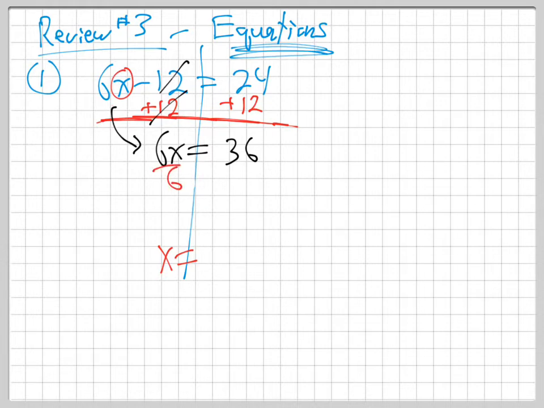And when you divide by 6 on the left side, you have no choice but to divide by 6 on the other side to keep the equality. These 6's cancel. X is alone. 36 divided by 6, and there's our answer. So what did we just do? We found the value of X that makes the original equation true. You don't have to do this, but if you went back up and put a 6 in the X spot, the left side would equal the right. 6 times 6, 36, minus 12, is 24. That's the value of X that balances the equation, that brings balance to the equation.